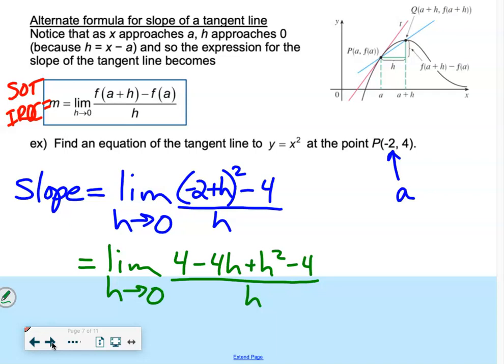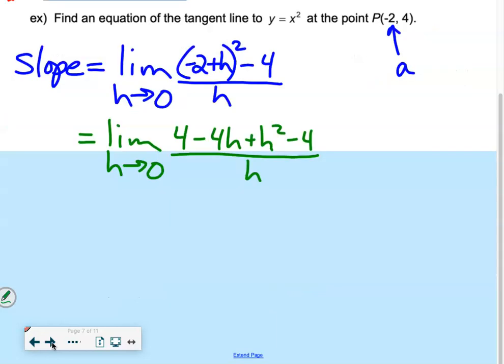I'm just gonna FOIL. Yeah. Okay. But factoring is certainly fine. All right. So if you did your math correctly, every single term that doesn't have an H in it should cancel out. If you are left with terms that don't have H's, you've done something wrong.